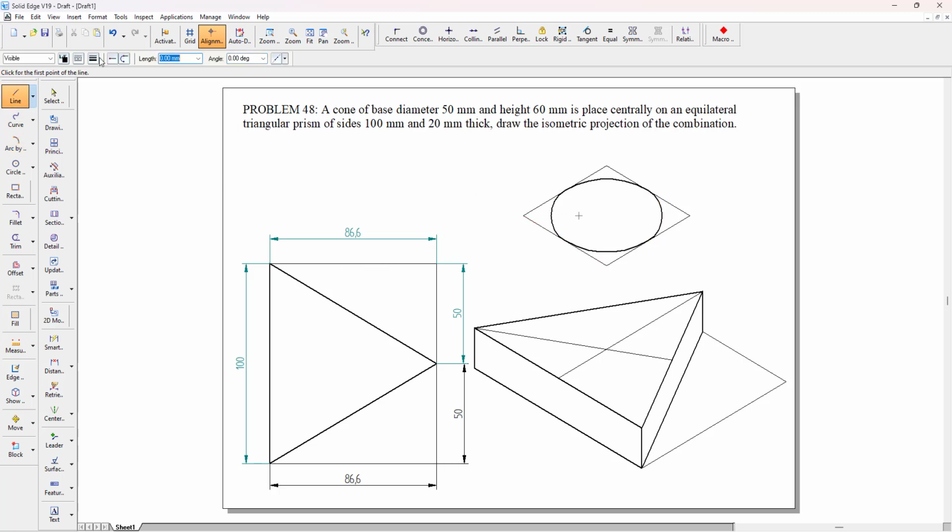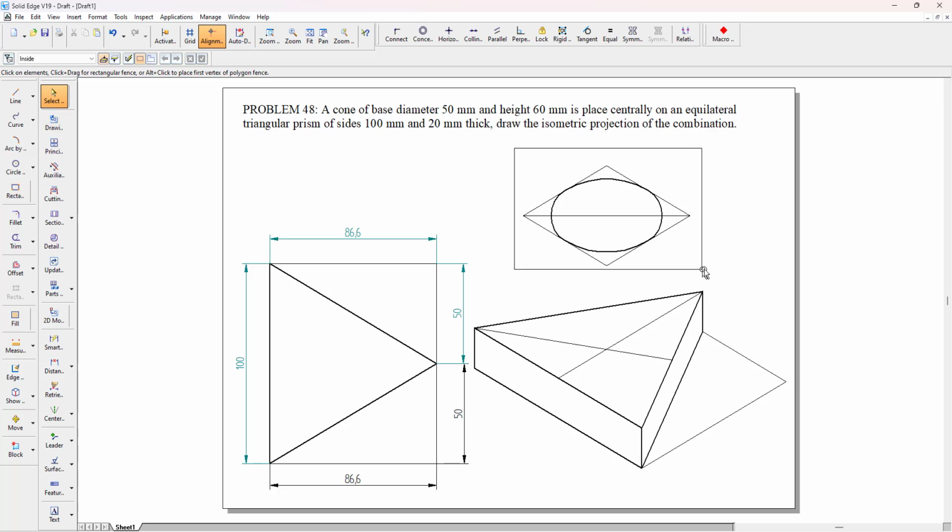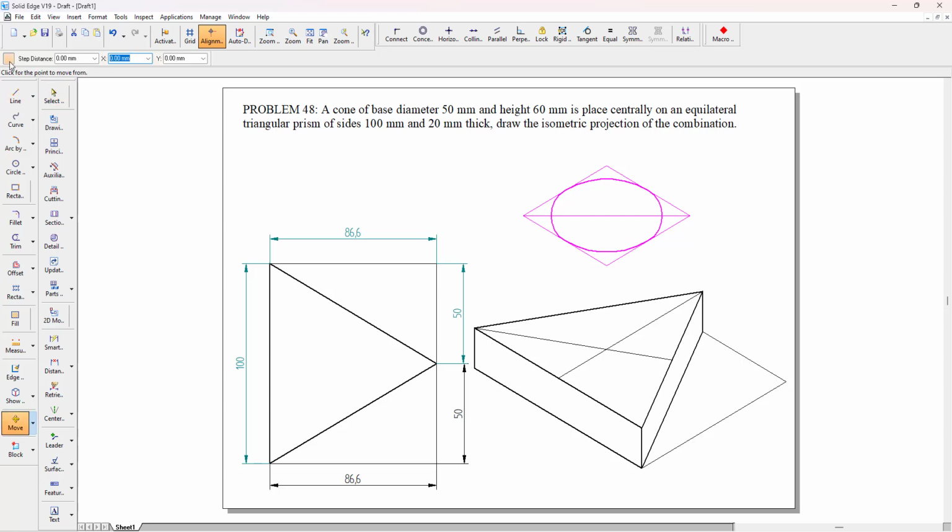I have to find the center of the cone again by drawing the diagonal. Here if I draw a corner to corner, I'll get midpoint. So height of the cone is given. Before that I can just place this cone at the tip of the triangular prism, at the top of the triangular prism. So I'll use move. I don't need a copy here. I'll pick the midpoint of this. I'm going to place it exactly to the intersection.